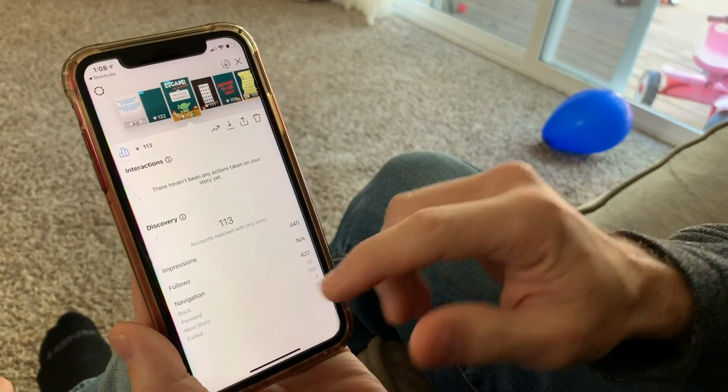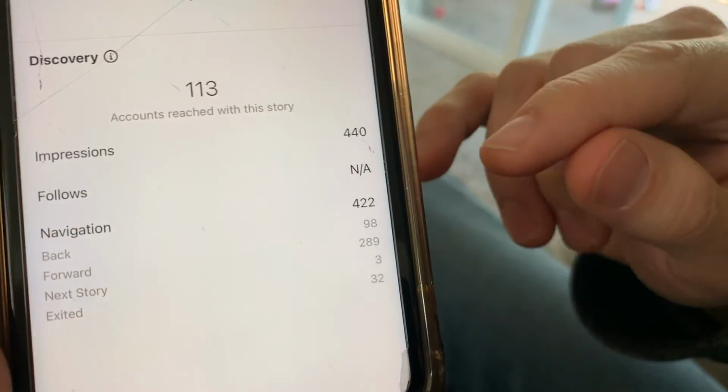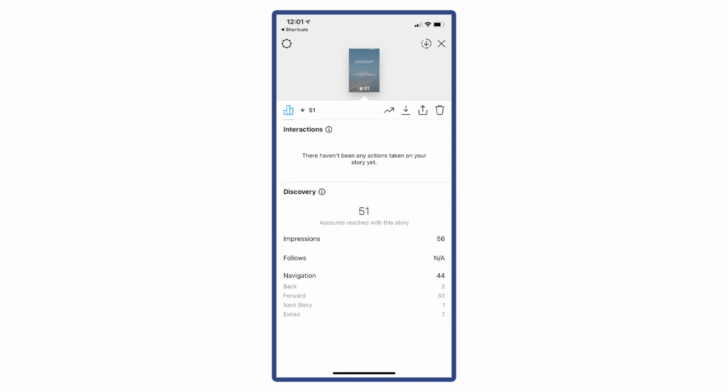Because our account is set up as a business account, we have access to see how students interact with us. So this is a typical interaction. This was just a main point that we posted from one of our recent series. And as you can see, we just had about 56 impressions. No one followed us. We had 44 people navigate through this story. 3 people kind of clicked backwards because they wanted to see it again. But most people clicked forward, either went to the next story or exited.